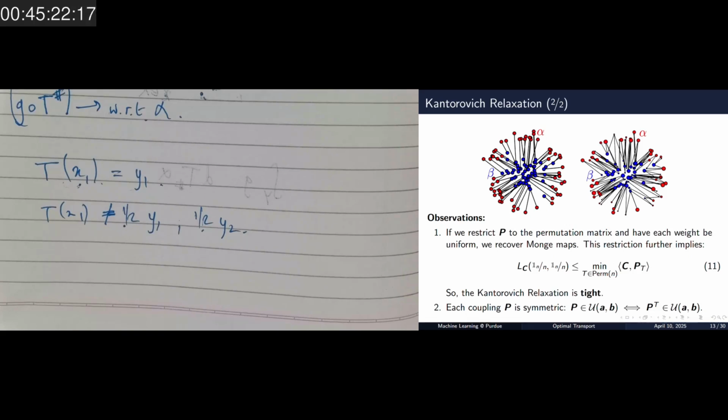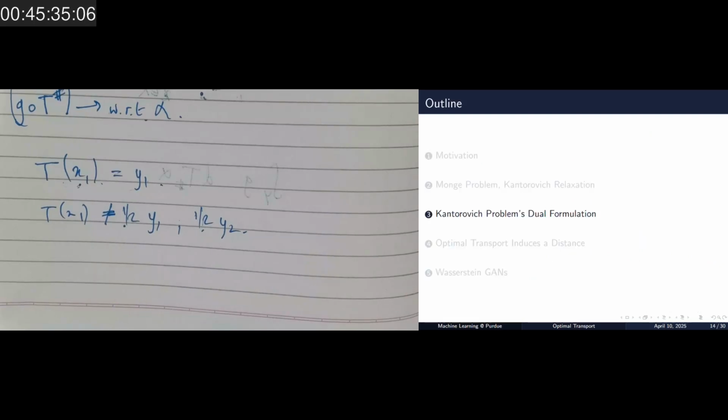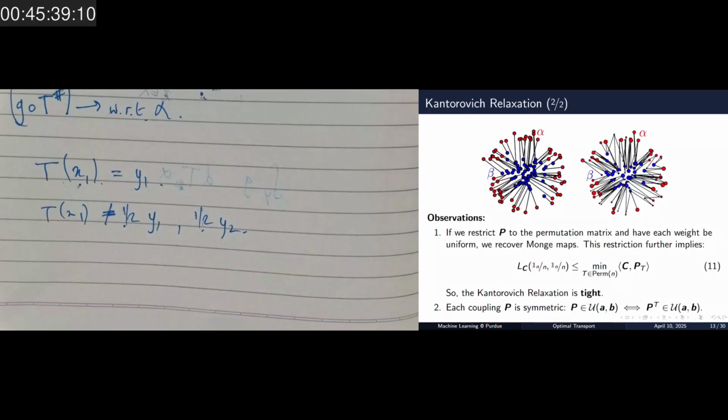And each coupling is symmetric, which means that you can also invert the transportation plan automatically, so you can go from alpha to beta, and beta to alpha. Both are possible in every single setting. That's awesome. So, sorry. Yeah. This is basically like moving from integer programming to non-integer programming in a way.